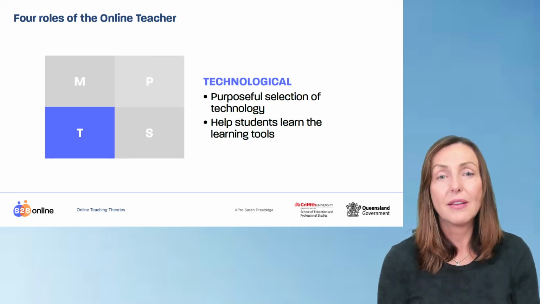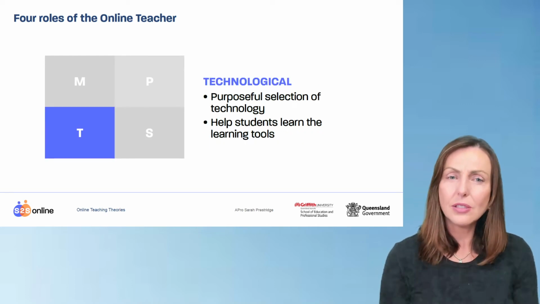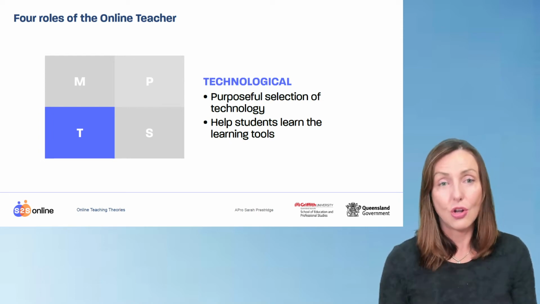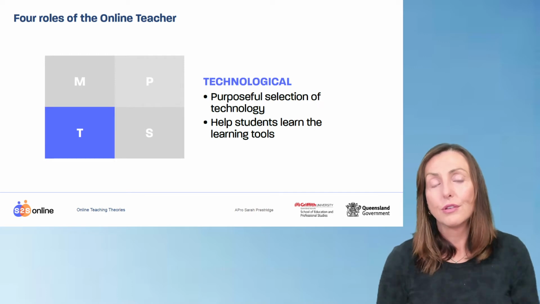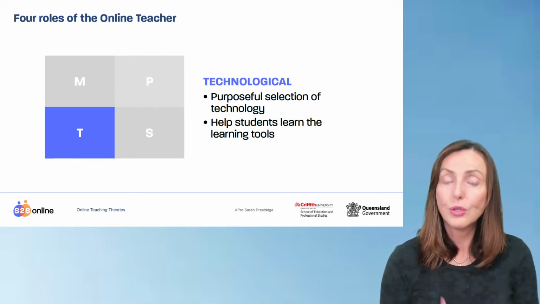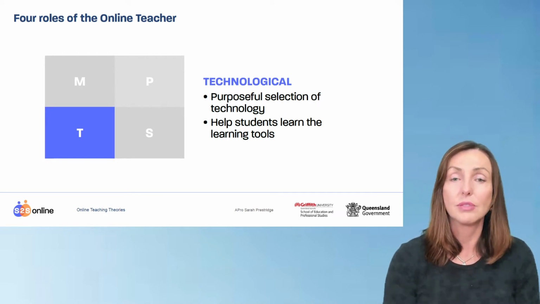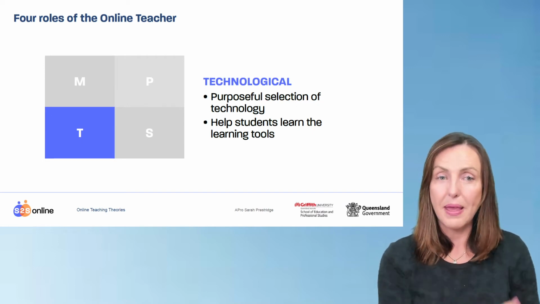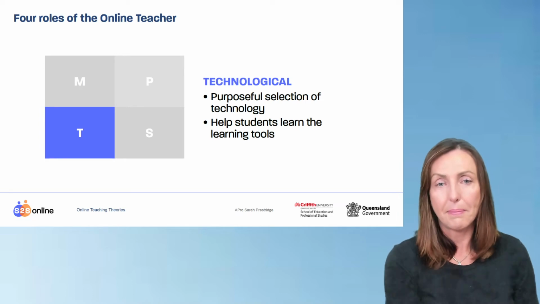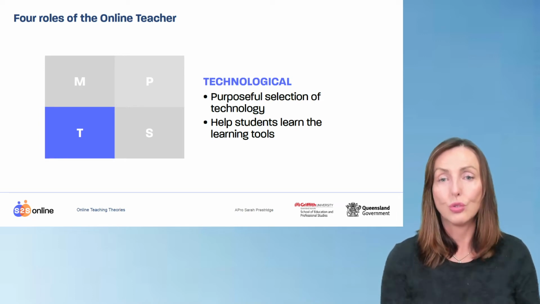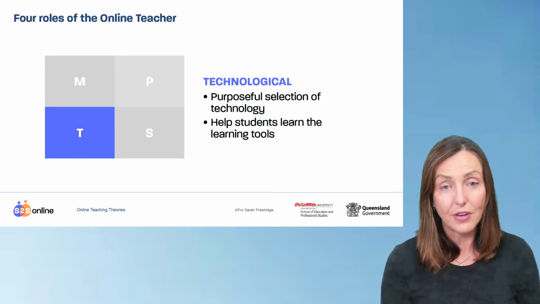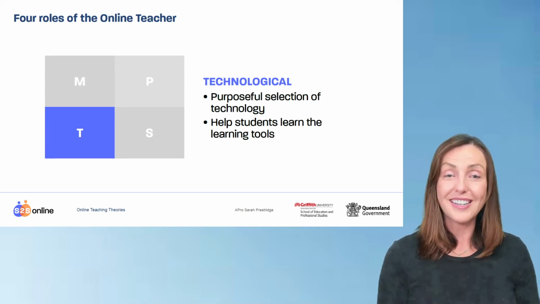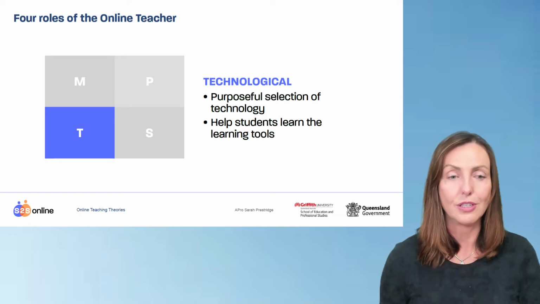And finally, we have the technological role. This is where you are responsible for the purposeful selection of the technology. So what different digital tools will help you achieve the different learning outcomes and intentions that you want to achieve? And that goes back to TPACK, that theory we've previously unpacked. Which digital tool would you choose to use in a specific way to engage students with each other within the context of developing that discipline knowledge?